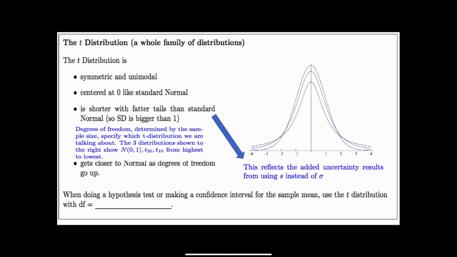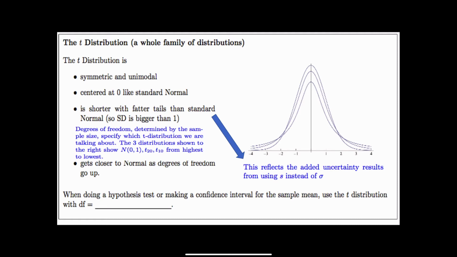Each t-distribution is determined by something called a degree of freedom, which is determined by the sample size. And each one of those degrees of freedom gives a special t-distribution. So you only need one number to determine which t-distribution you're talking about, and it's this thing called the degree of freedom. And the larger the sample size, the closer the t-distribution looks to a normal distribution.